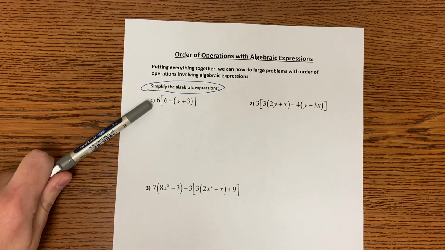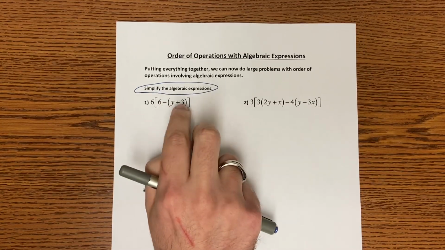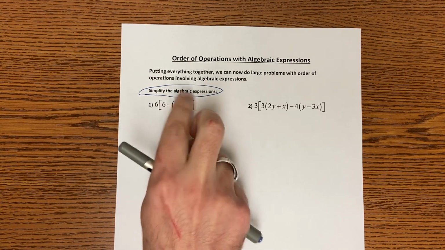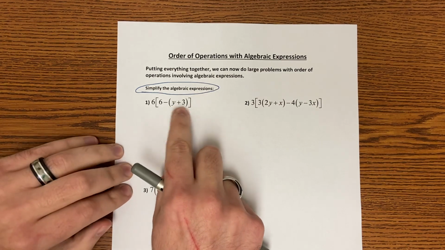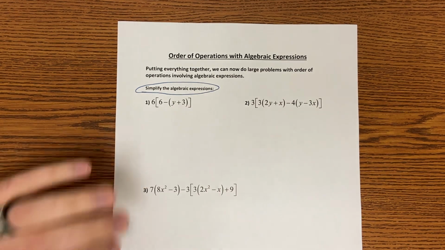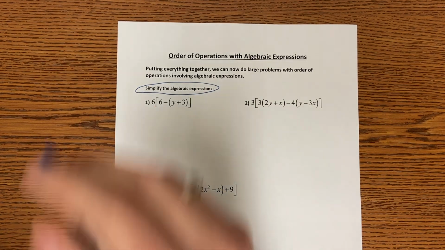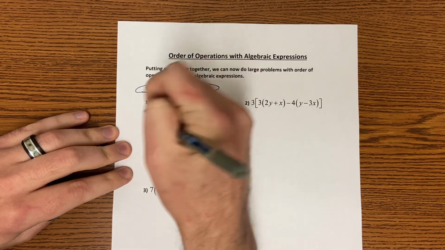So we've got 6 times, in a bracket, 6 minus, in parentheses, y plus 3. When you have a bracket, it's like having a parentheses. So that means we're going to work inside this parentheses, work through our order of operations, but even first inside that, you have the other set of parentheses. Now, y and 3 cannot be combined together because one has a variable and one doesn't. However, what we can do is potentially distribute this negative.